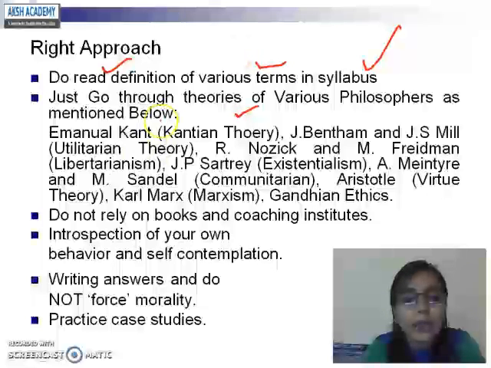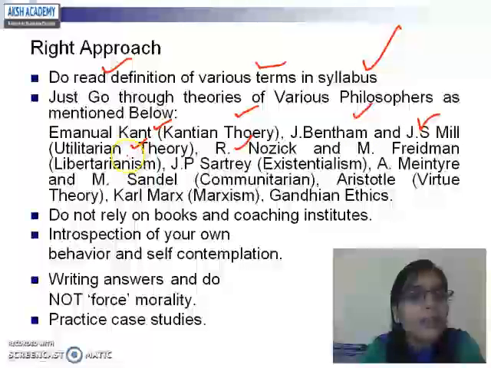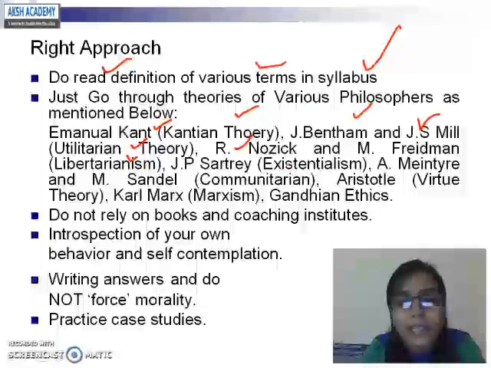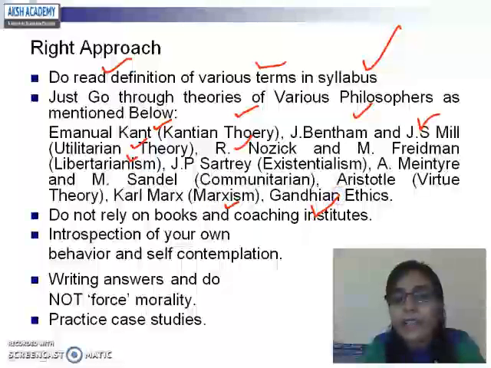For that you can go for the theories of Immanuel Kant, also called Kantian theory, J. Bentham and J. S. Mill utilitarian theory, R. Nozick and M. Friedman libertarianism, and J. P. Sartre existentialism, and A. MacIntyre and M. Sandel communitarianism, Aristotle's virtue theory, and Karl Marx's Marxism theory. Just these philosophers you go and read from the internet. You do not need more than that.